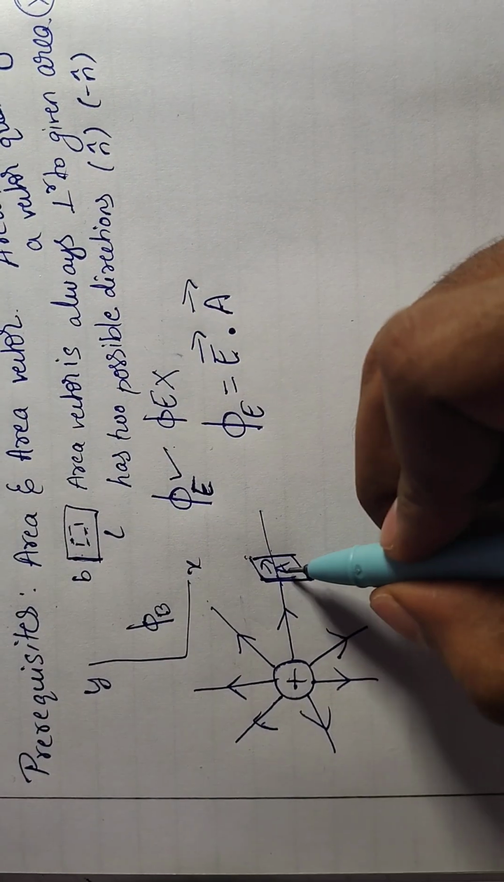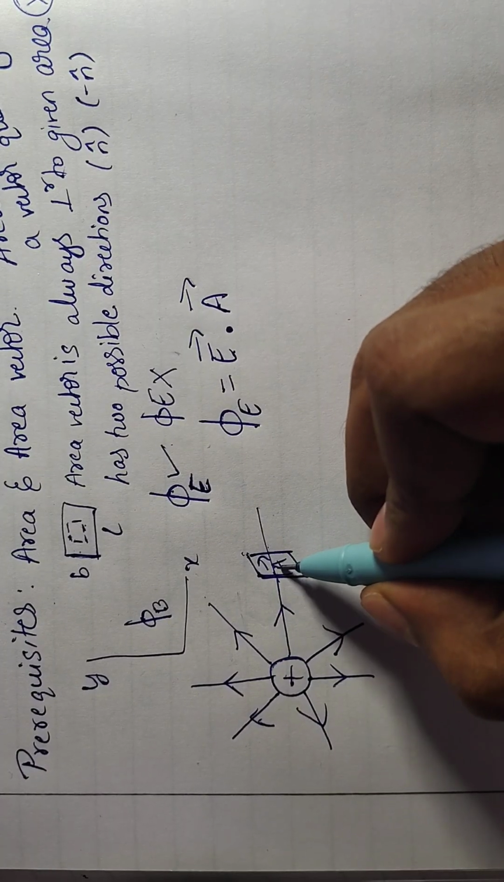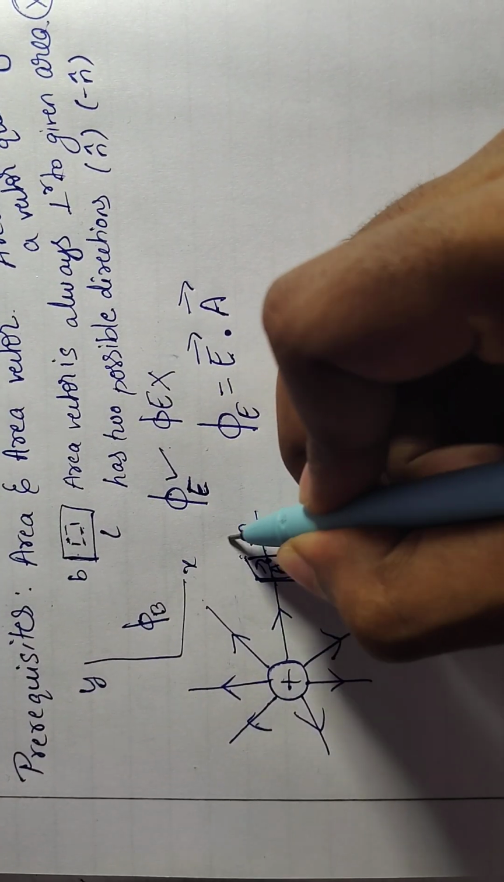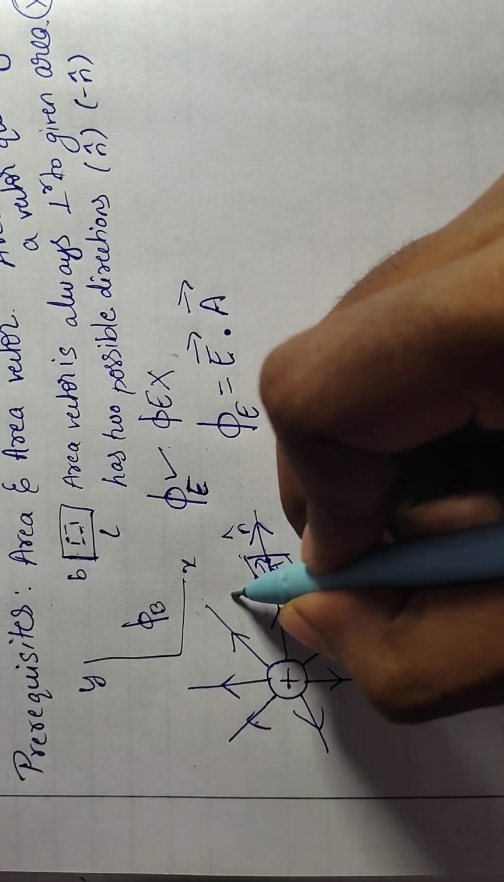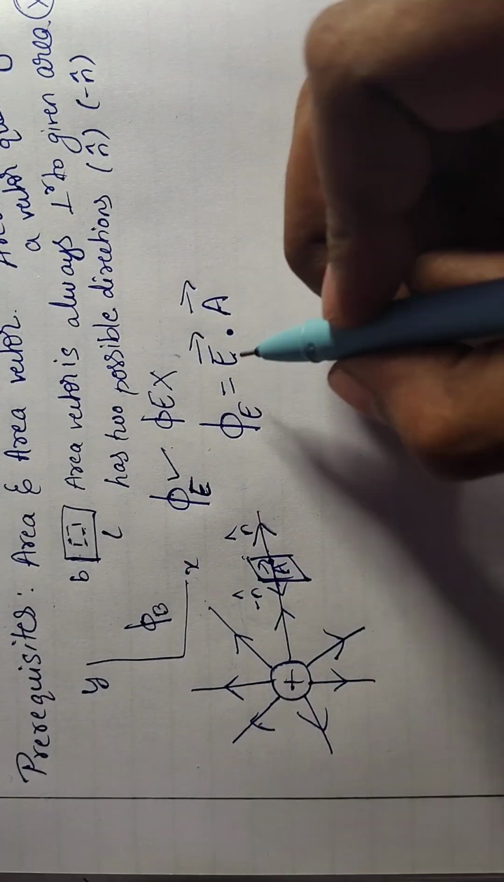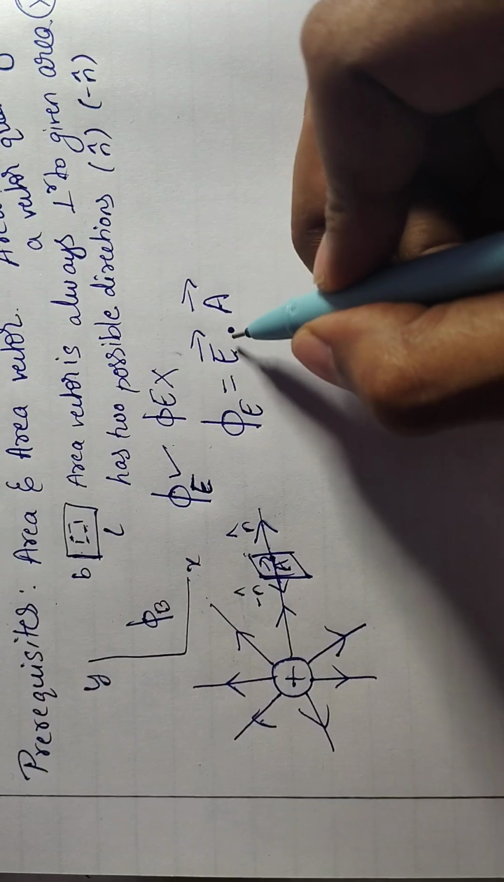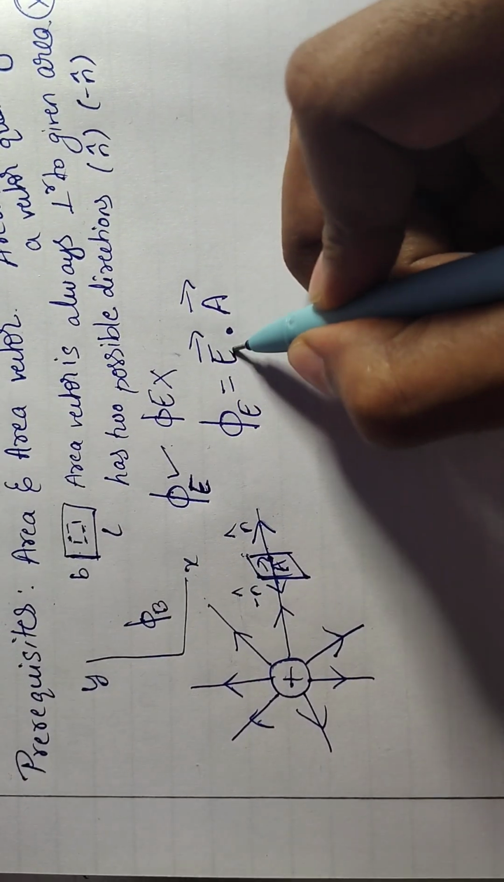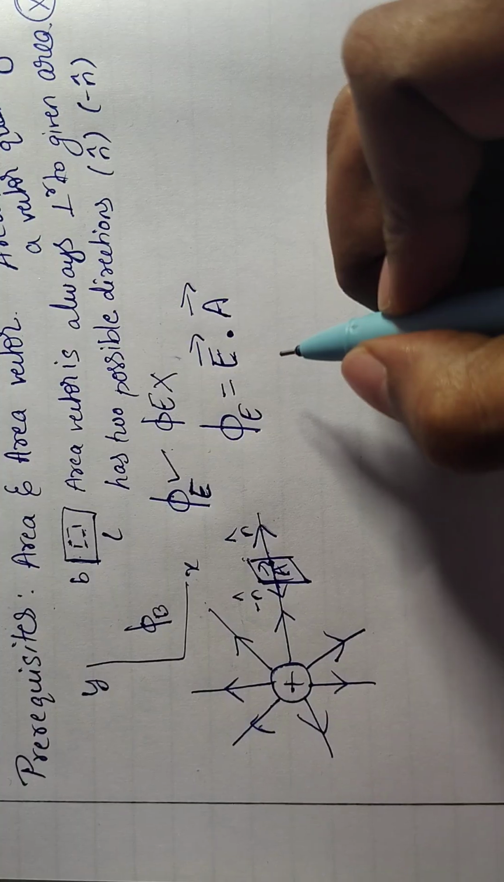Now remember, this area is a vector. Which will be the direction of the n cap? This will be plus n cap, this will be minus n cap. Okay, so the electric flux is nothing but the dot product of two vectors. Which are the two vectors? Electric field vector and area vector.